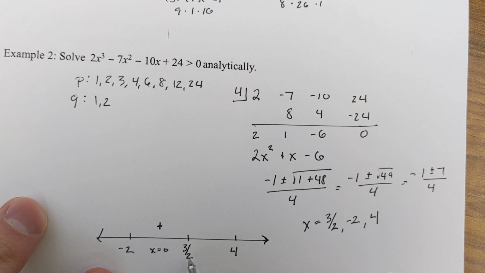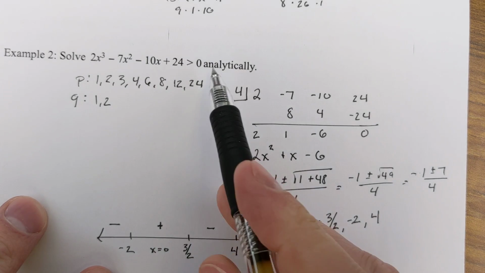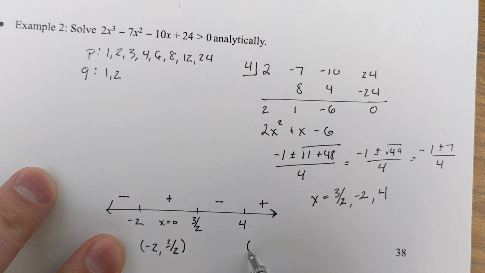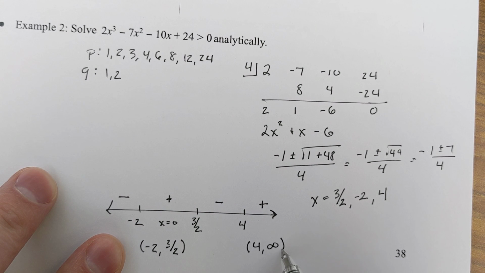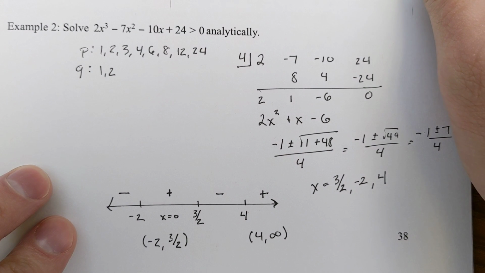Since 3 halves has a multiplicity of 1, it occurs once, the sign has to change, meaning that section is negative. Since 4 has a multiplicity of 1, the sign has to change across it, so that's positive, and over here, also negative. So where is it positive? Well, it's positive between negative 2 and 3 halves, that section, or more than 4. No brackets at the 4s in the numbers because at 4, 3 halves and negative 2, it's equal to 0. It's not greater than 0 anymore. But that would be your solution.